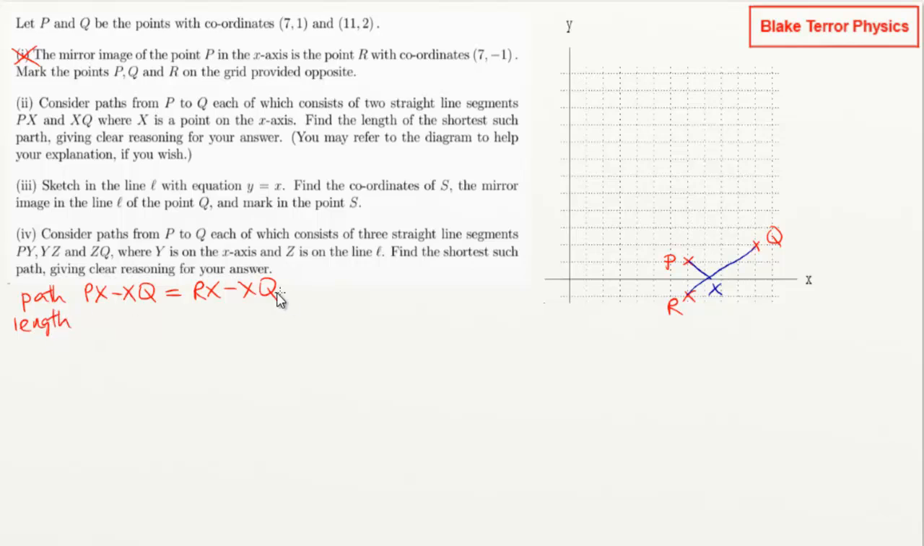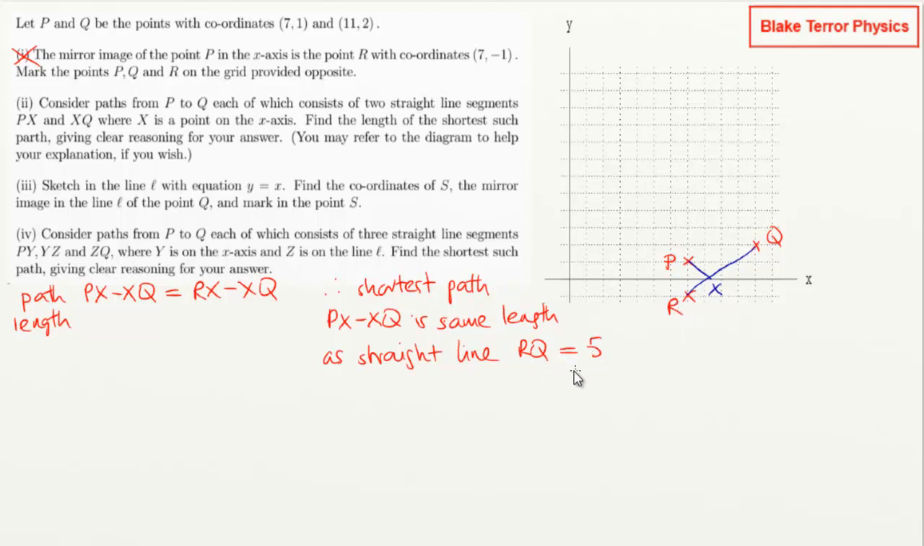Therefore, the shortest path PX plus XQ is the same length as the straight line RQ. So we've got a change of 4 in the x direction and 3 in the y direction, so that's a 3, 4, 5 triangle. Okay, so that's fine.